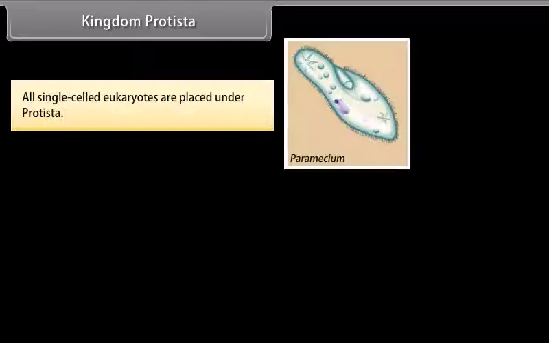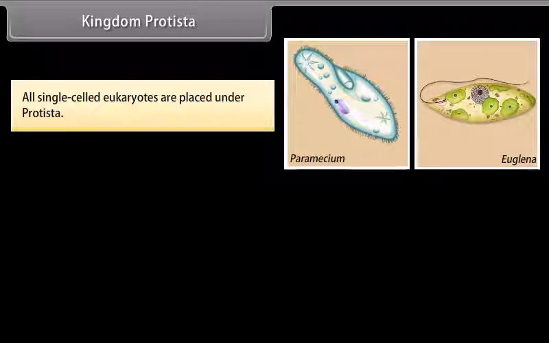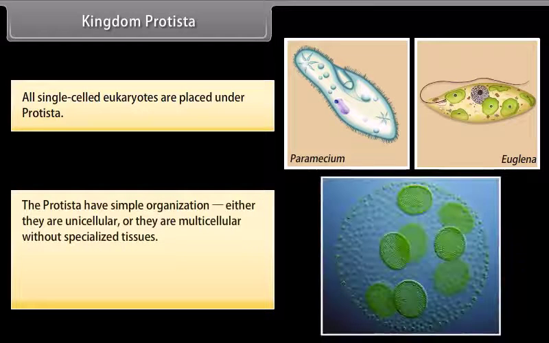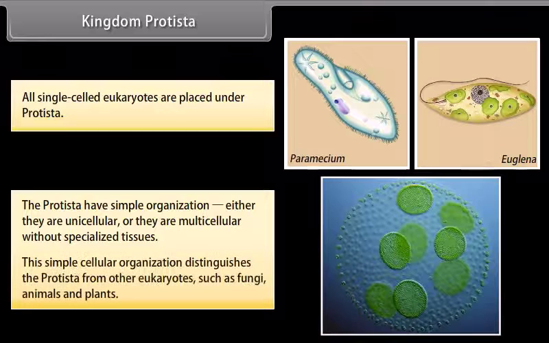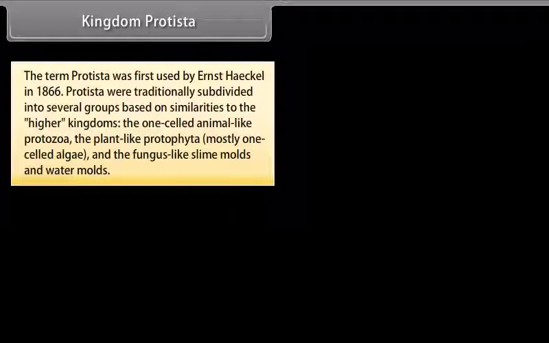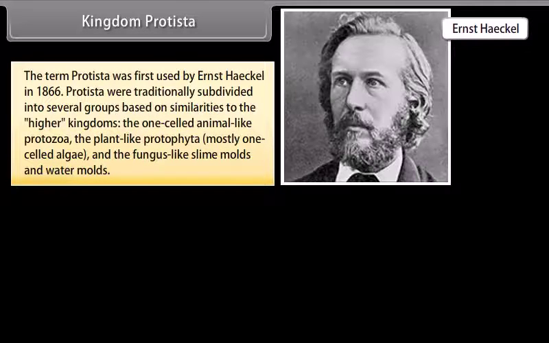Kingdom Protista. All single-celled eukaryotes are placed under Protista. The Protista have simple organization. Either they are unicellular or they are multicellular without specialized tissues. This simple cellular organization distinguishes the Protista from other eukaryotes such as fungi, animals, and plants. The term Protista was first used by Ernst Haeckel in 1866.